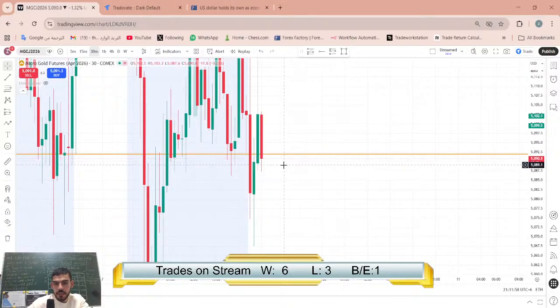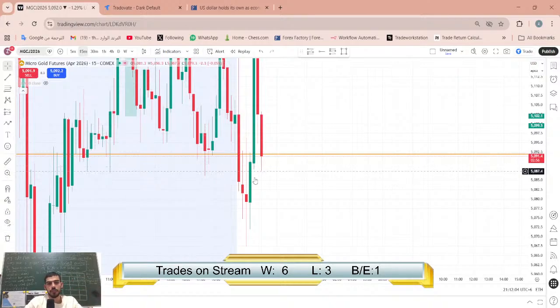All right, it's looking good now. It's giving us a weak move. 3 minutes left, guys. 3 minutes left for the candle to close.